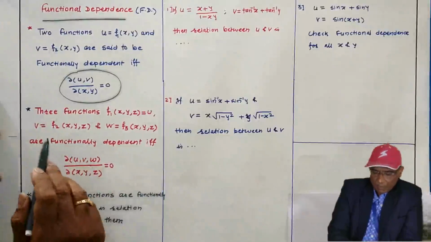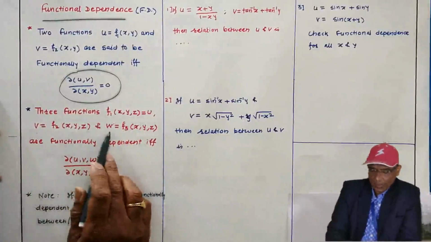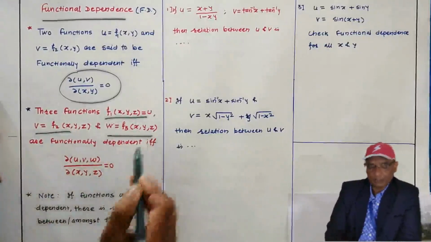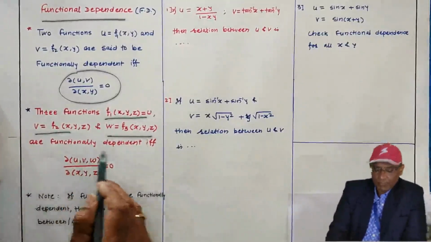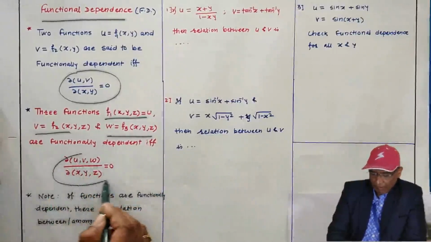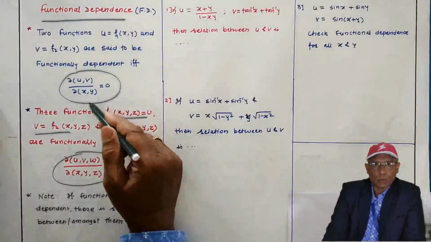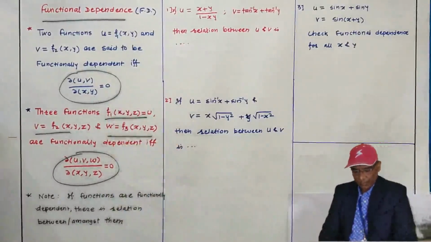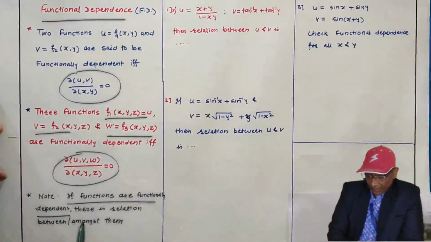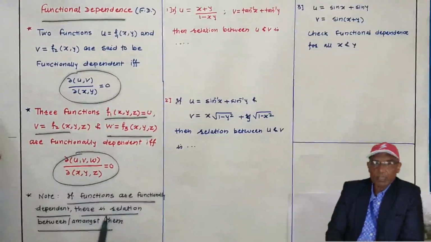For 3 variables, 3 functions: u equal to this, v equal to this, and w equal to this. Here u, v, w are functions of x, y, z. There are 3 equations, 1, 2, 3. For a 3 by 3 variable problem, they are functionally dependent if and only if del u, v, w by del x, y, z is 0, with this Jacobian equal to 0. We have taken much practice on how to find out and evaluate the Jacobian. Here one more note I have written: if 2 functions are functionally dependent, then there is a relation between them.